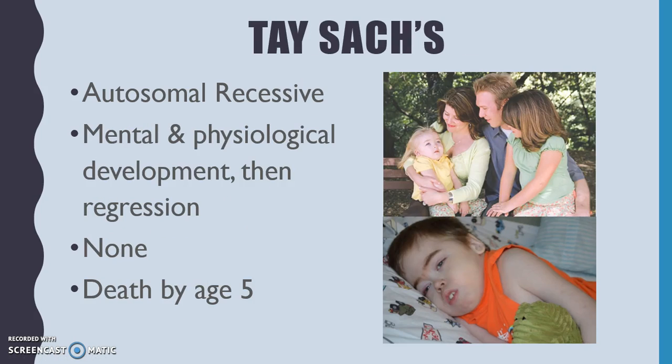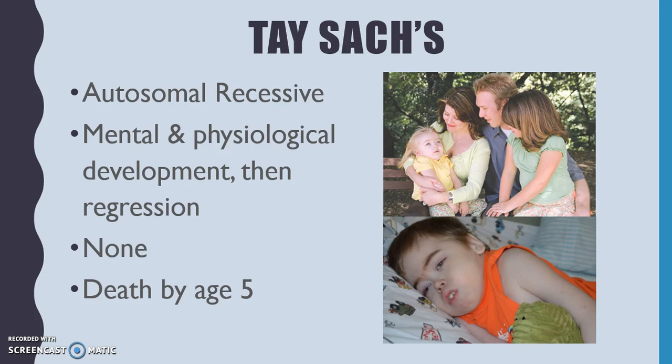The next disease is Tay-Sachs. Tay-Sachs is, again, autosomal recessive. You can only get it if you inherit two recessive alleles. And if you do inherit Tay-Sachs disease, you will have mental and physiological development for a certain period of time and then a period of regression.